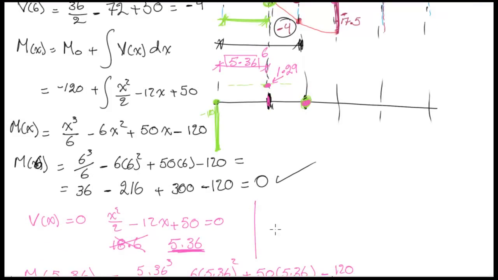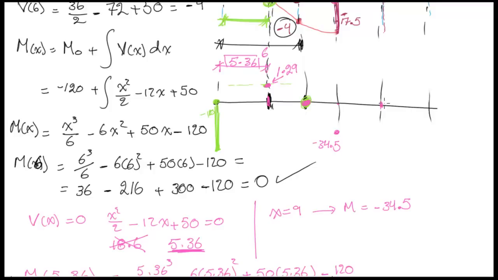At x equals 9, I have m equals negative 34.5. And finally, so I know the moment here, which is negative 34.5, somewhere in here. And now, what about the moment at this point?